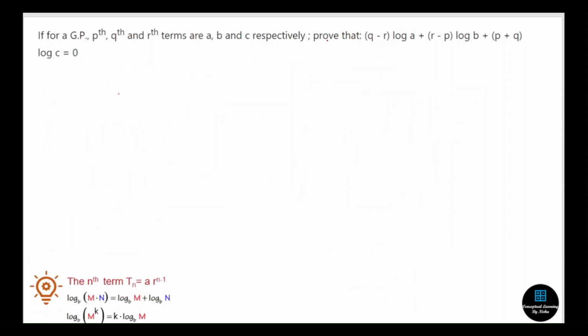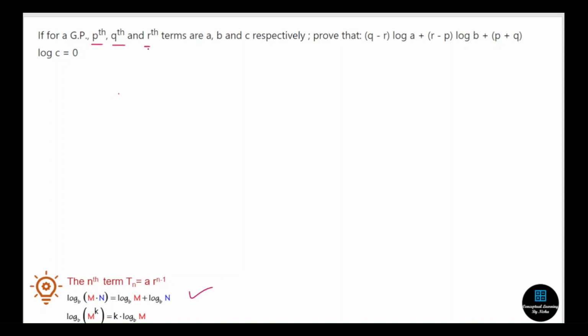Okay. Now this question involves logarithms also. So we learned the product rule of log: log mn equals log m plus log n. And we learned the power rule: log m to the power k equals k log m. Here we need these rules.